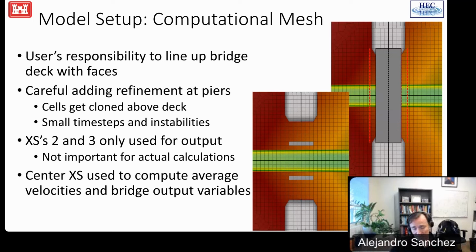However, the center line cross-section we do use for the computations, because that's where we compute the area average velocities that get used for the minor losses, and then we apply those coefficients spatially uniform. Okay, and we also output variables along that cross-section, total flow below and above the bridge and things like that.